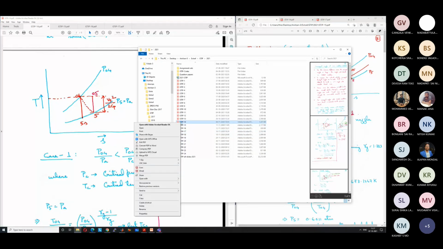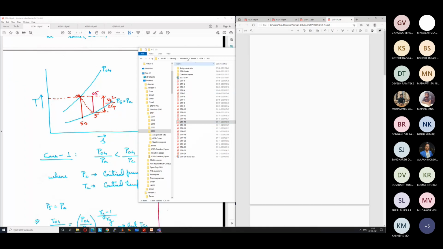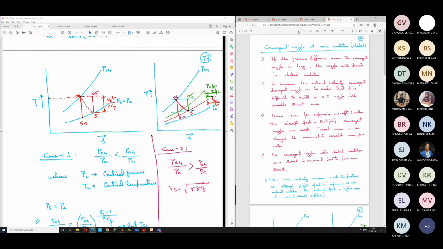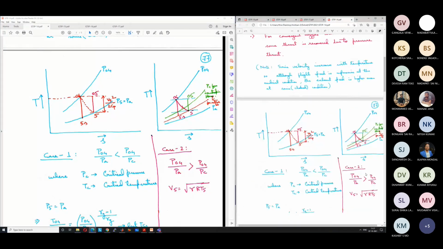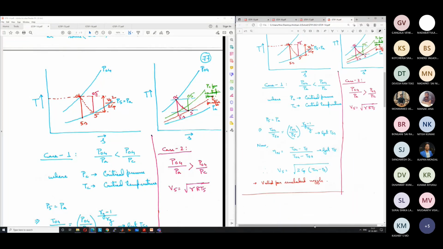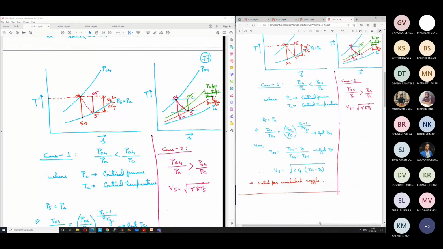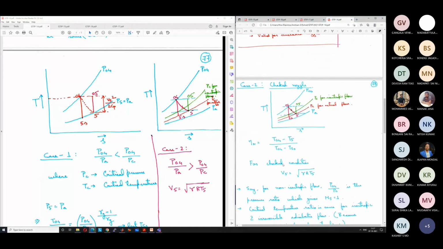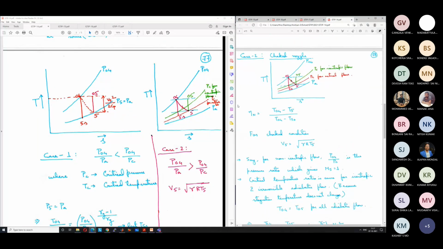These things we have discussed. I'm just repeating. You should have already read, because this is very important. I want to discuss it again. This is the choked nozzle case. Let us describe with respect to this diagram.